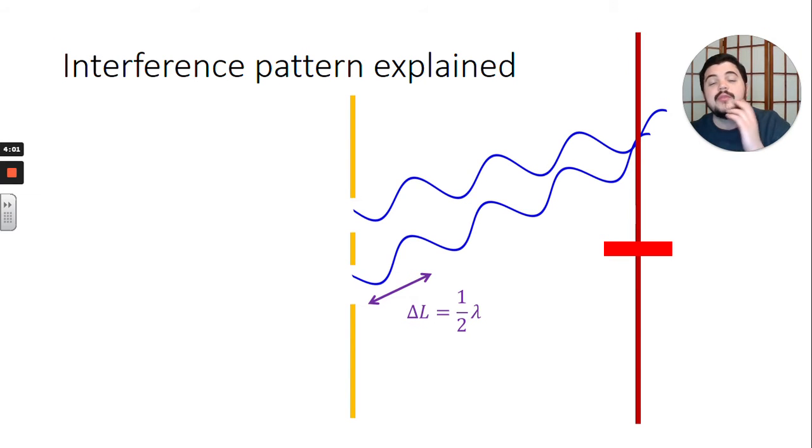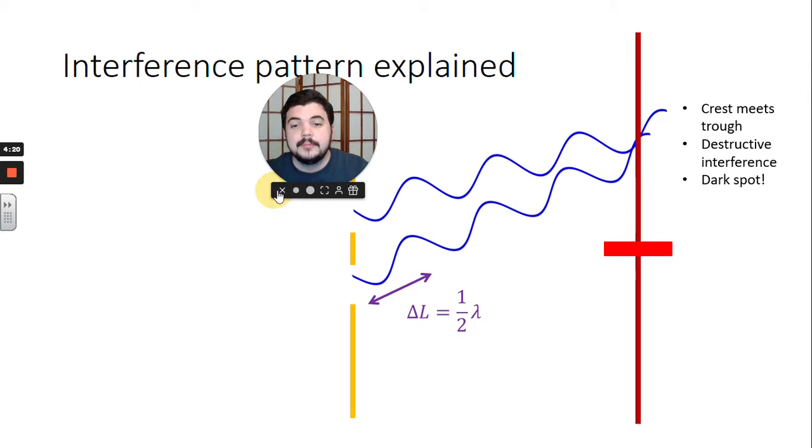But the idea was that if the difference in the paths between our two waves was a half integer multiple of the wavelength, then those waves are out of phase and you get darkness. And so we're going to see, let me get rid of the bubble.